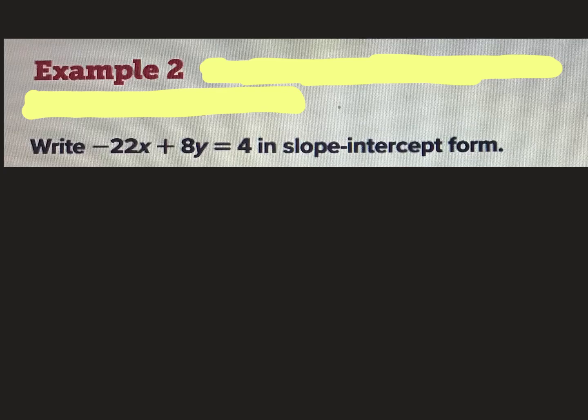Example 2, please write down: write negative 22x plus 8y equals 4 in slope-intercept form. So you may want to pause the video and write that sentence down.